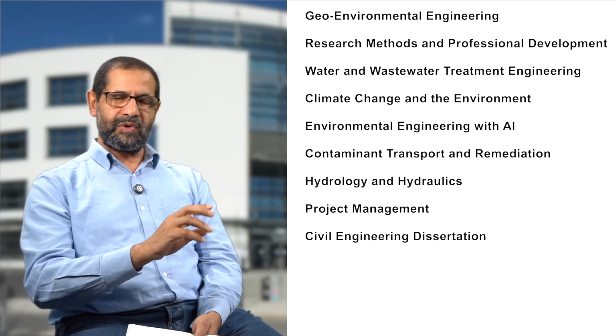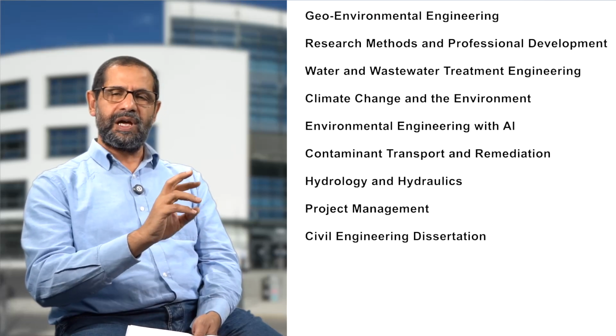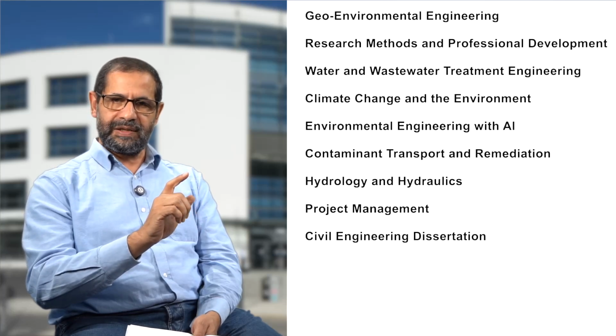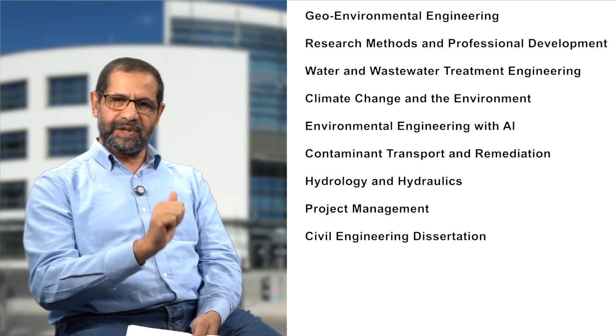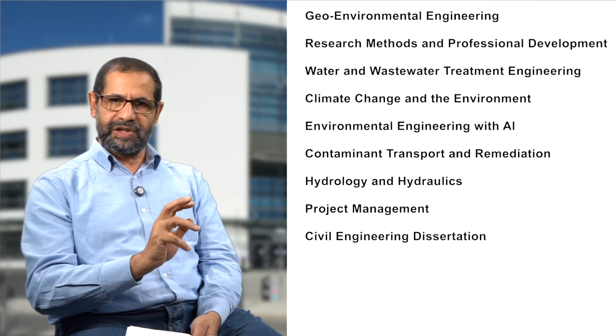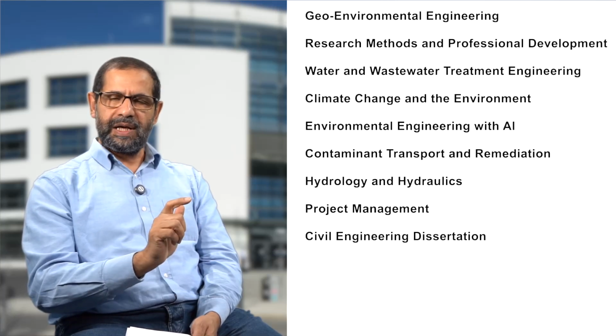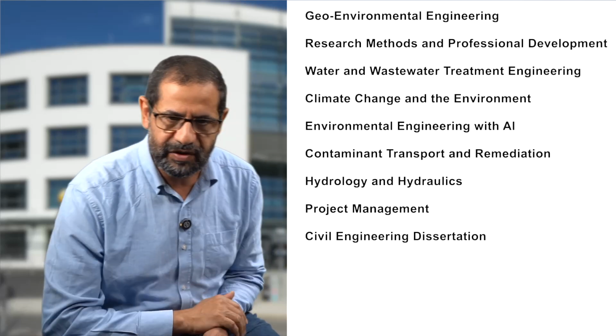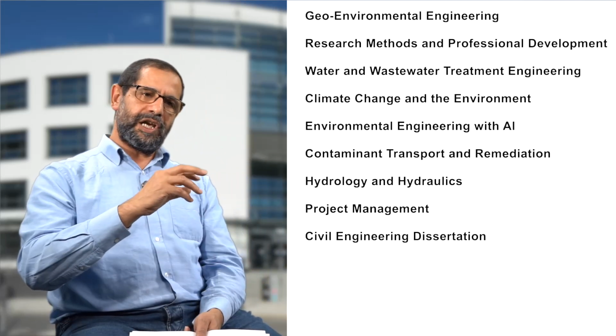As I've just noted earlier, the student will take 4 modules in each term. In term 1, for example, we have geoenvironmental engineering, hydraulics and hydrology, research methods, and environmental engineering and AI. In term 2, the student will take project management, contaminant transport, water and wastewater treatment, and climate change. And in both terms, the student will work on their dissertation.